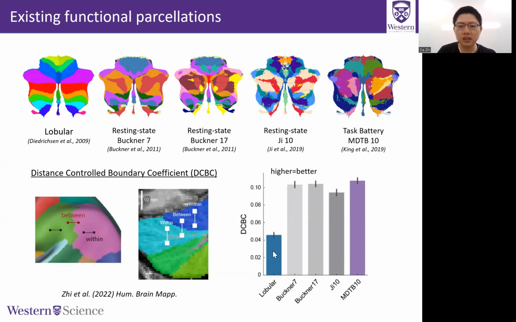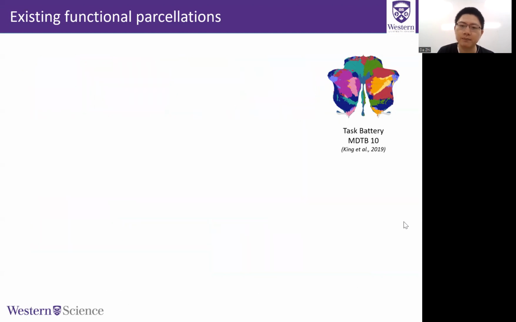So we use this evaluation to evaluate these parcellations, and we see the anatomical parcellations perform just above chance, but the functional parcellations perform quite well, and our task-based parcellation slightly outperforms the resting state, which is quite nice.